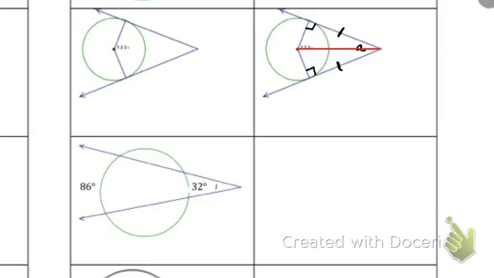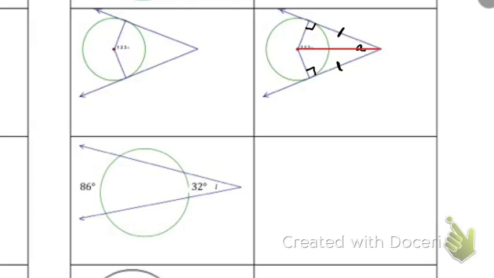And if you think about this, if I extend this line to become a diameter, this would now be 180 degrees, which would make that a 90-degree angle, even following that rule.